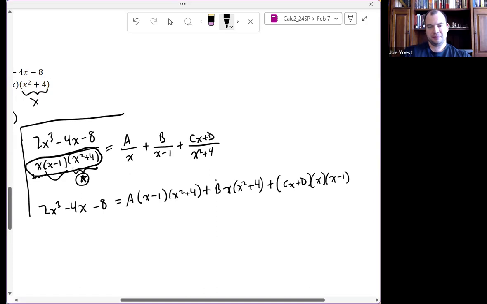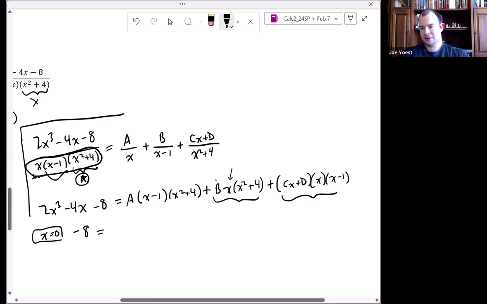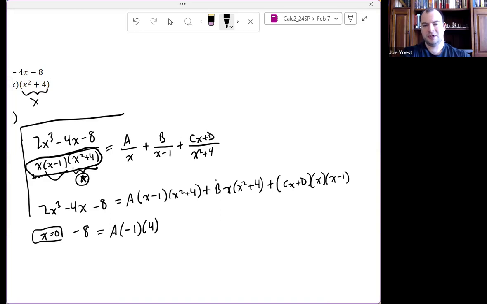Okay, so I can maybe start substituting in x equals 0. On the left, that gives me -8. On the right, that gets rid of this term because it has an x, as well as this term because it has an x. So that gets rid of the B, C, and D pieces. And I just get A times -1 times 4. -4A equals -8. A equals 2. Okay, I've got 1 taken care of.